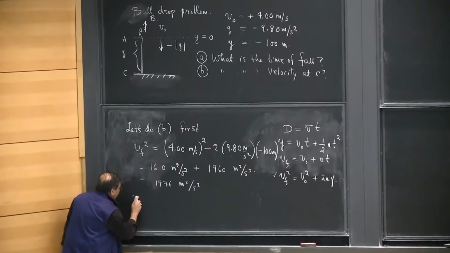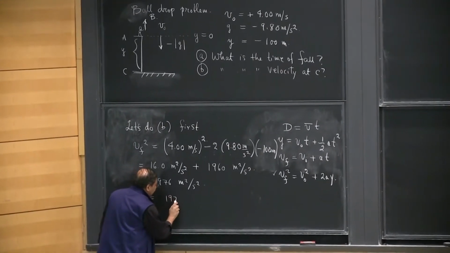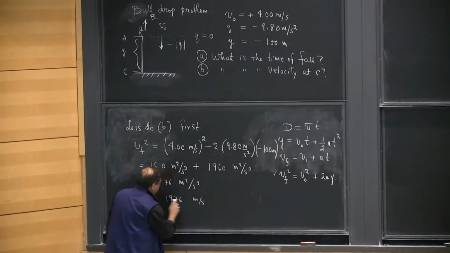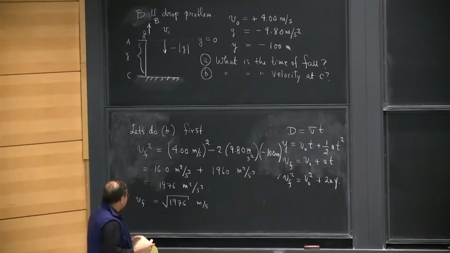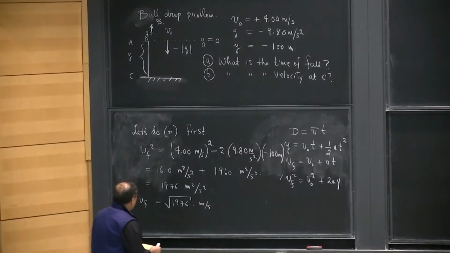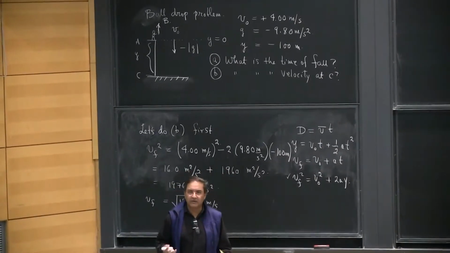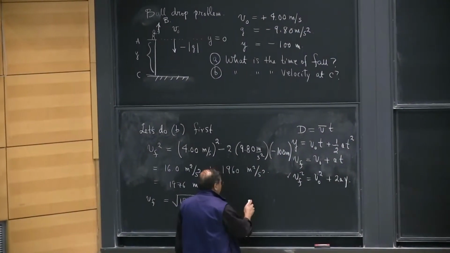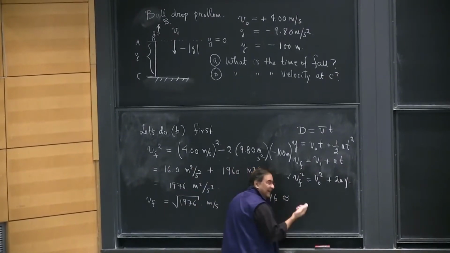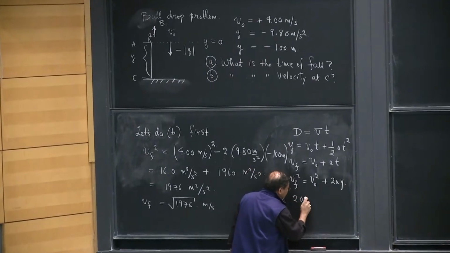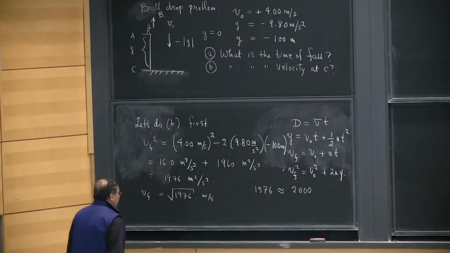So to get the final velocity, v final, I have to take a square root of 1976, and the square root of 1976 is not quite that easy. So what I'm going to do is say, okay, fine. This is a bit complicated. I don't want to fool around with this right now. So I'm just going to approximate 1976 for now with something I can do easily. I'll make it 2000. It's a nice round number. Should be easy enough to work with.